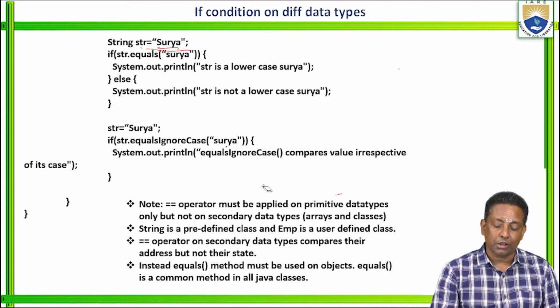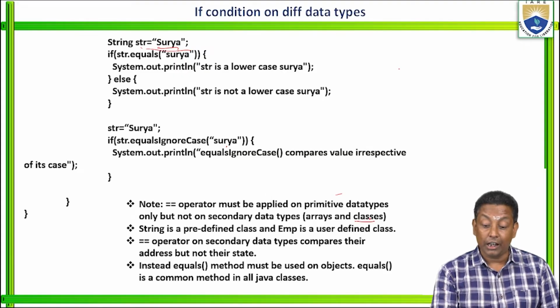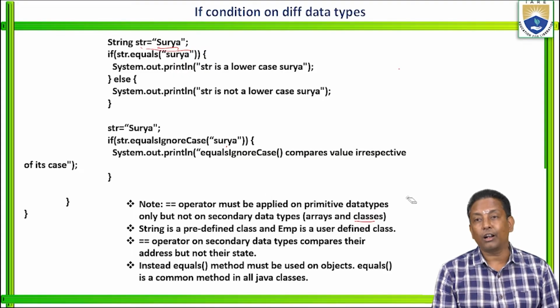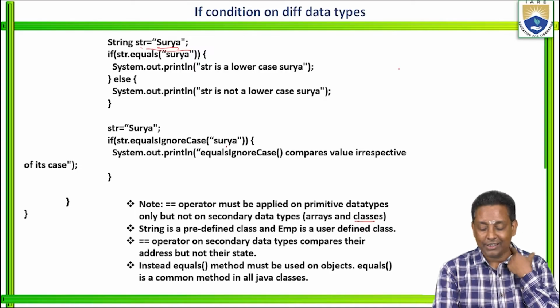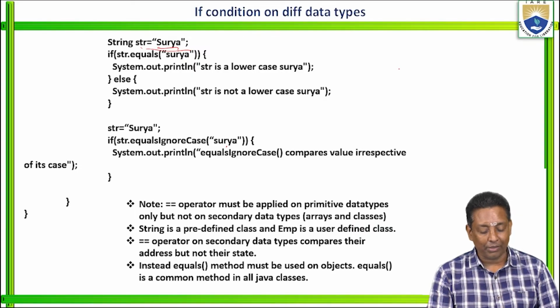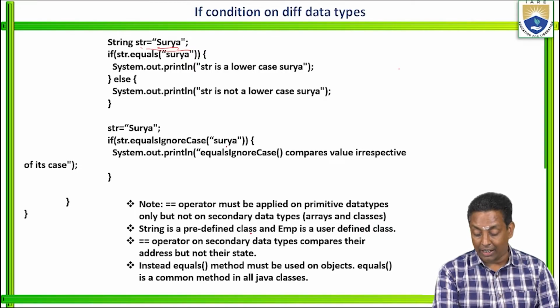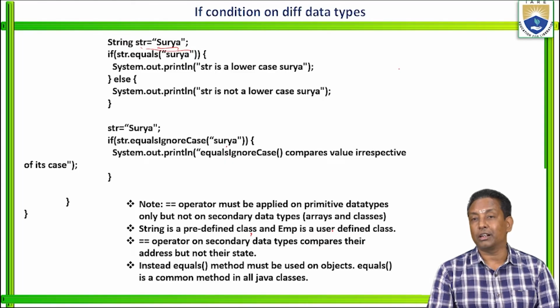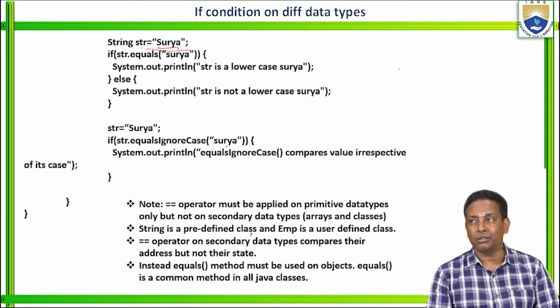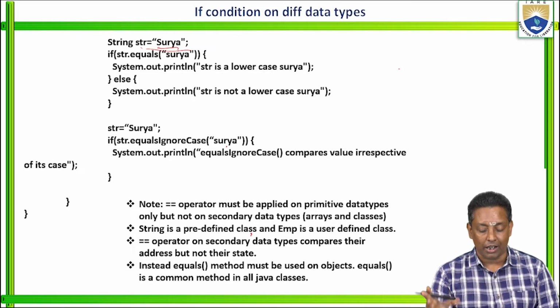Then what must be used to compare class objects? The equals method must be used. How to compare arrays, we'll see later in the arrays topic. String is a predefined class, Employee is a user-defined class. Java has thousands of classes. In my assumption, in JDK 1.8 there were around 17,000 plus classes.